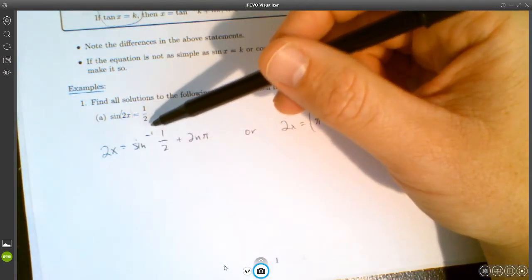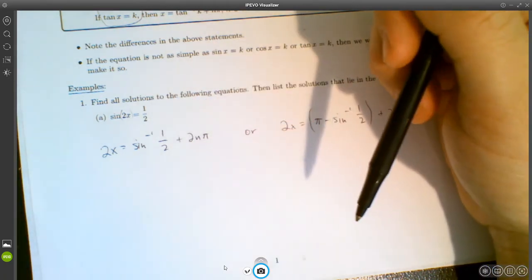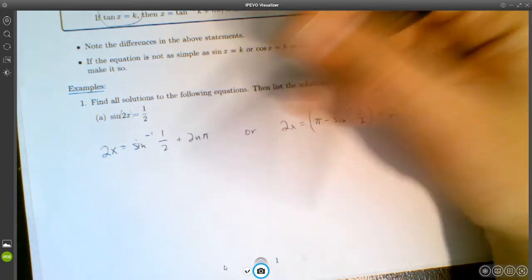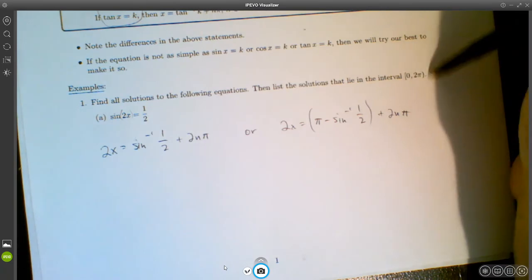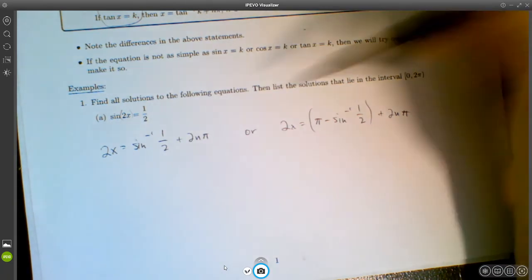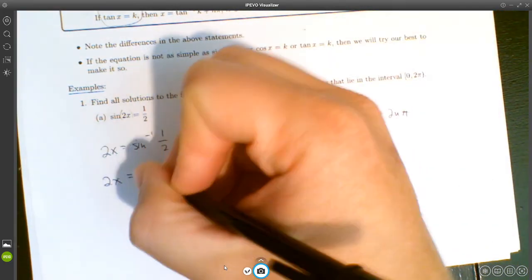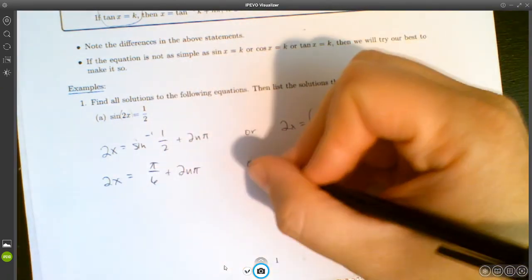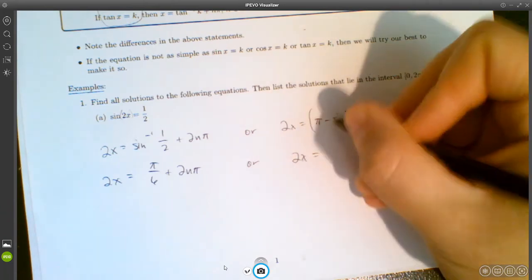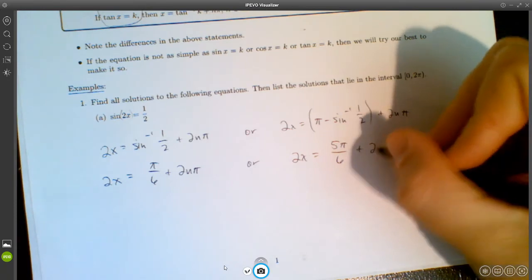So we're looking for an acute angle such that sine of that angle is equal to 1/2. I think that 30 degrees does the trick. Or since we're looking for the solutions that live in the interval 0 to 2 pi, it seems like we're working with radians. So in radians, this would be pi over 6, right? So sine inverse of 1/2 is pi over 6. So we know that 2x is pi over 6 plus 2n pi, or 2x is pi minus pi over 6. That would be 5 pi over 6 plus 2n pi.